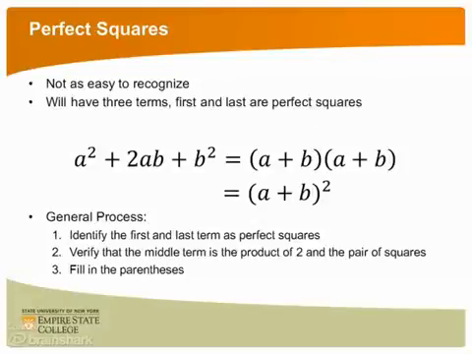The process for factoring a perfect square is a little more complicated than that for difference of squares. We will start the same way, by identifying the first and last terms as perfect squares. Then verify that the middle term is twice the product of the square roots of the first and last terms. Finish by substituting into the general format. Examples will help make sense of this process.